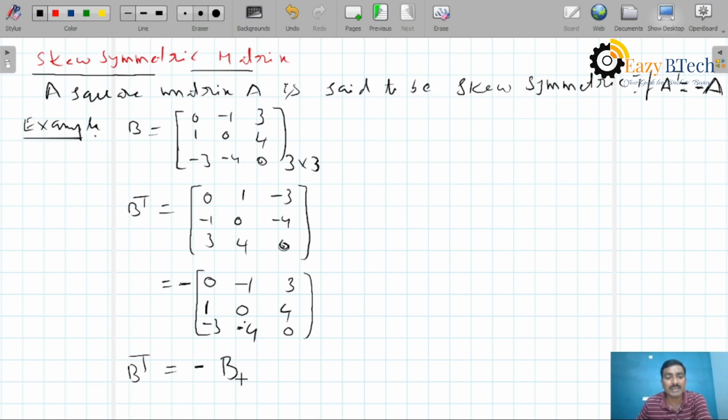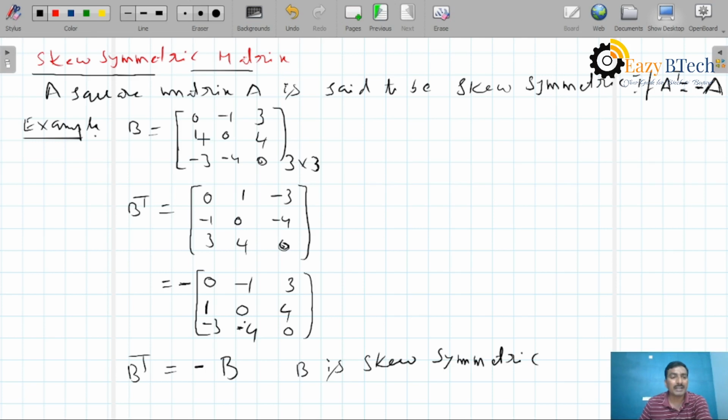So this -B is called the additive inverse of B. So after interchanging the rows into columns, again we are getting the additive inverse of itself. That means B transpose equals -B. Therefore B is called skew symmetric. Skew symmetric.